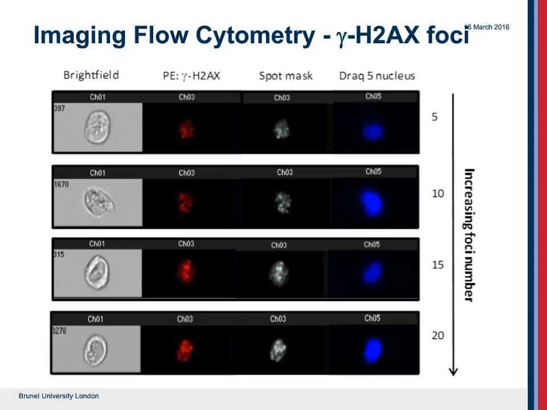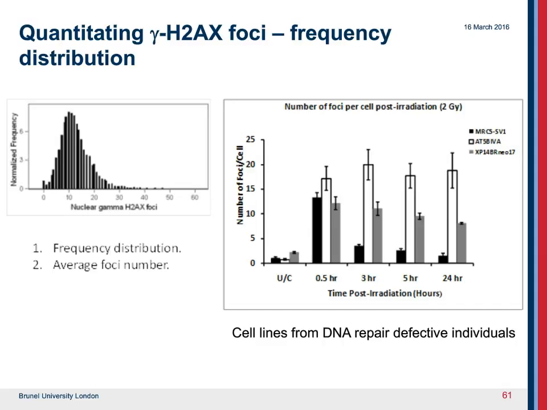And then we can start to generate some data. So first, on the graph to the left, we have a little frequency distribution, which is showing all of the foci in all of the cells for any particular sample. And if we move to the bigger graph on the right, you can see here we've done our kinetic, where we've looked at foci in untreated cells, and then cells up to 24 hours after irradiation.